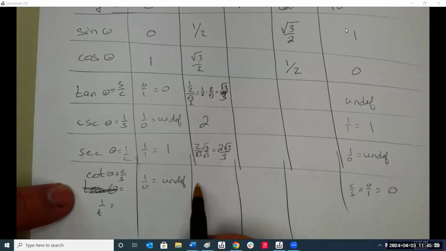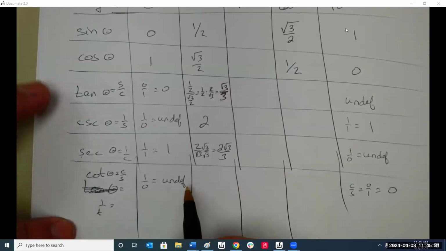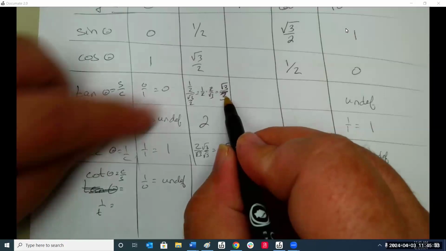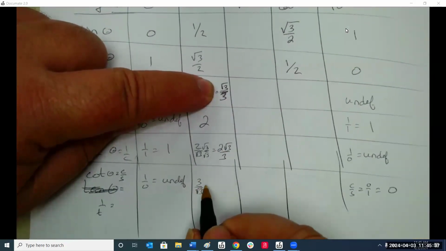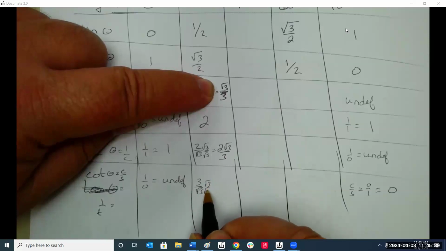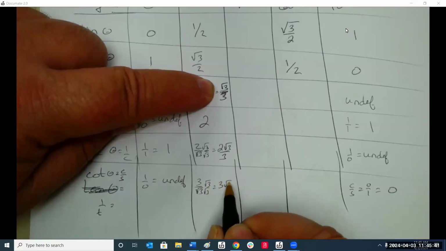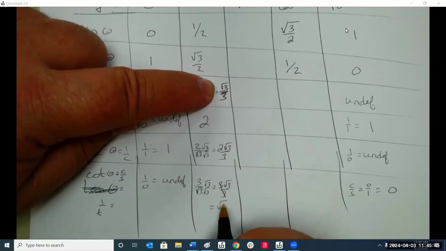And the cotangent at 30 degrees is 1 over tangent. So we got to flip the tangent. So we got 3 over radical 3. Rationalize the denominator. 3 radical 3 over 3, which makes it just radical 3.